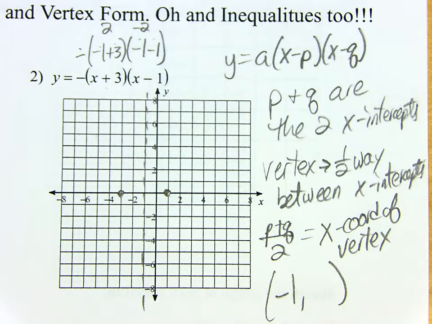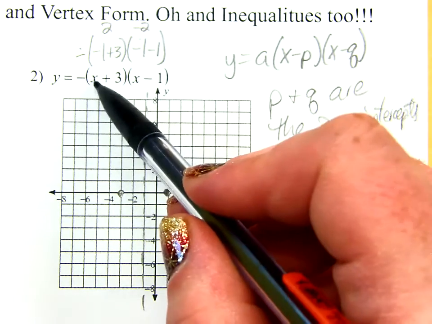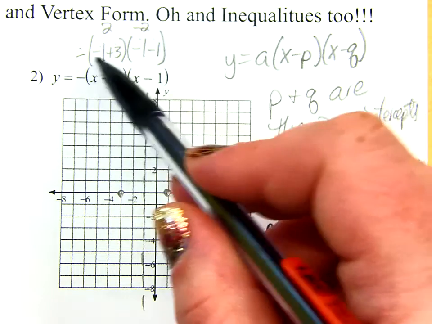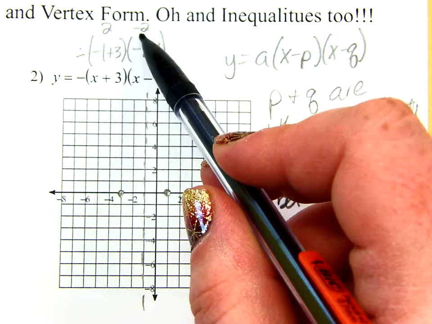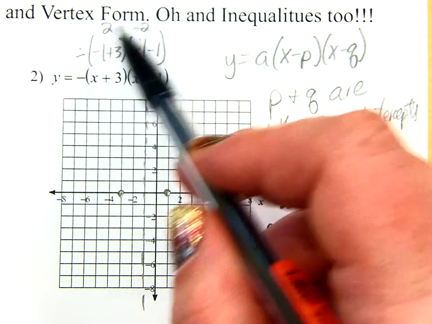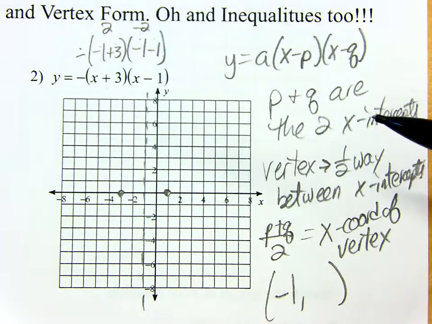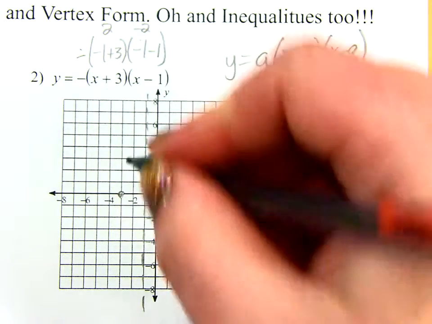Does everybody agree? Or no? Did I mess up? I plugged in -1 for x in both spots. That's 2. So -4 times the -1, +4. So -1 comma 4.